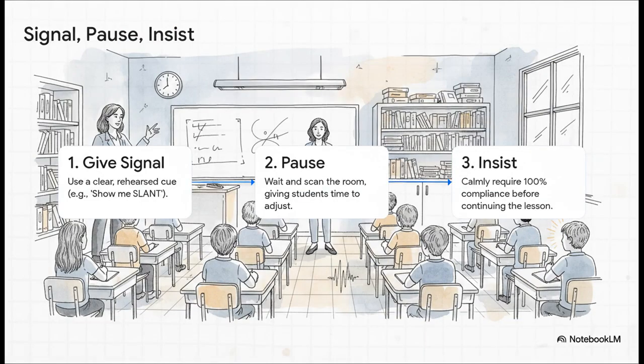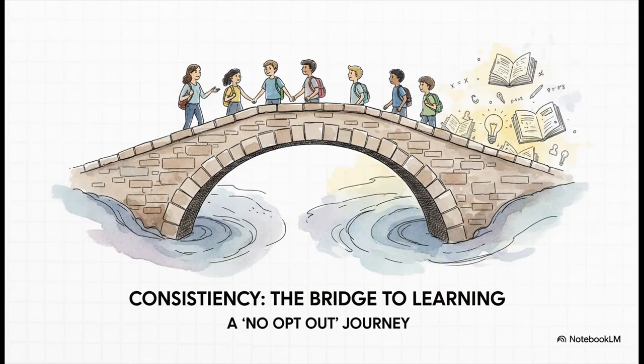In fact, that pause and insist part is so important that it's its own little technique. The teacher gives a clear signal, something like, okay, show me SLANT. Then they pause. And this pause is golden. It's not dead time. It's giving students a few seconds to actually process the request and adjust their bodies. Only after that pause does the teacher calmly but firmly insist on 100% before moving a single step forward with the lesson. And that insistence, that is everything.